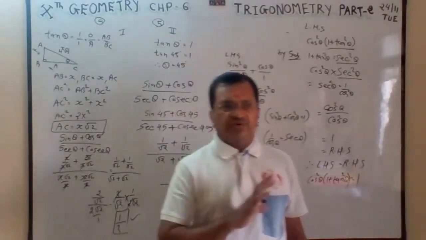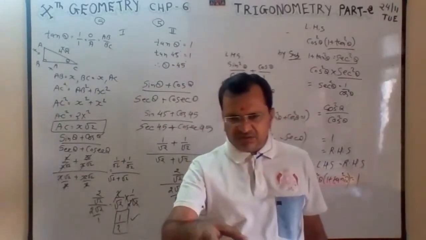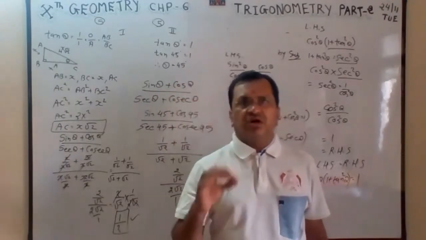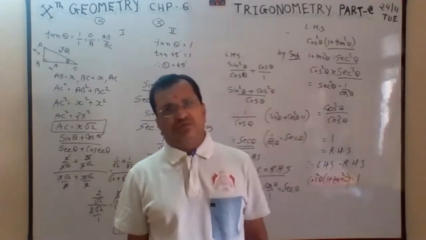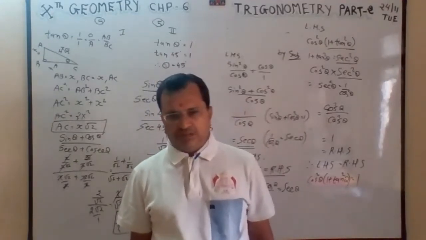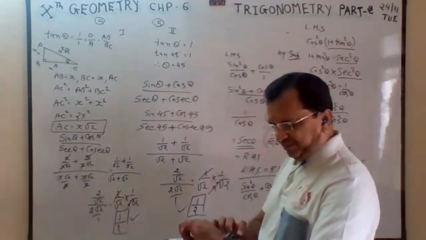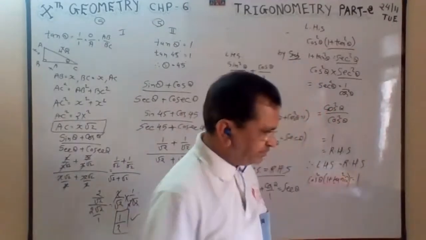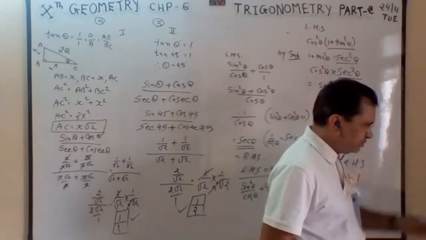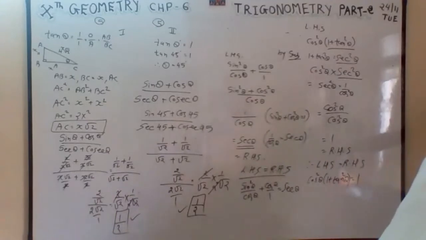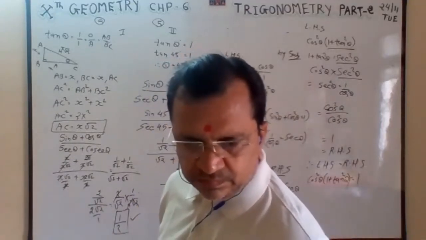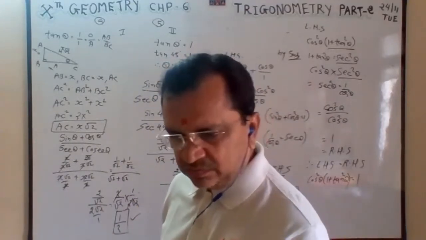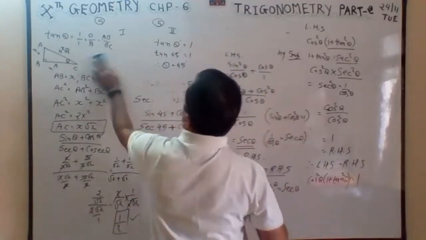From this 12 proof, this sum number third, maximum number of times they have asked in the SSC board. How many minutes remain, child? How many minutes remain? 5 minutes, sir. Okay, we can complete one.